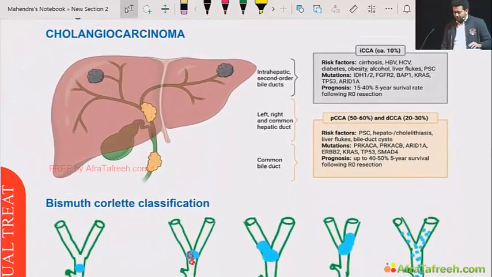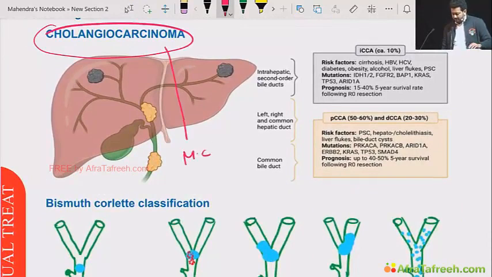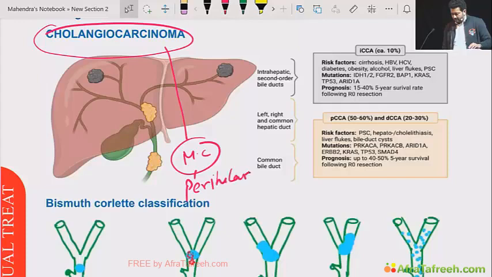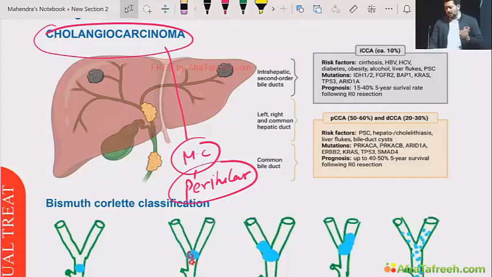Cholangiocarcinoma: the most common site is perihilar. Cholangiocarcinoma can occur in the liver also, that is intrahepatic cholangiocarcinoma. It can occur in the distal CBD, but the most common is perihilar.